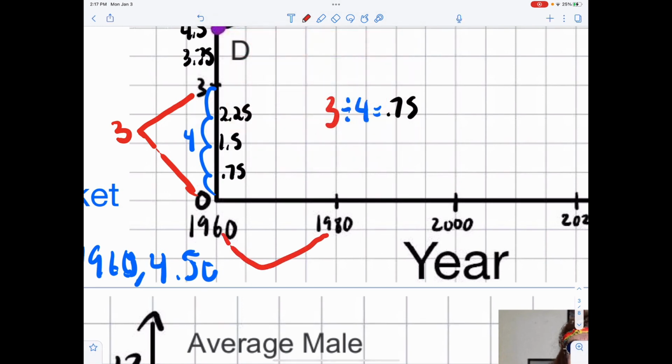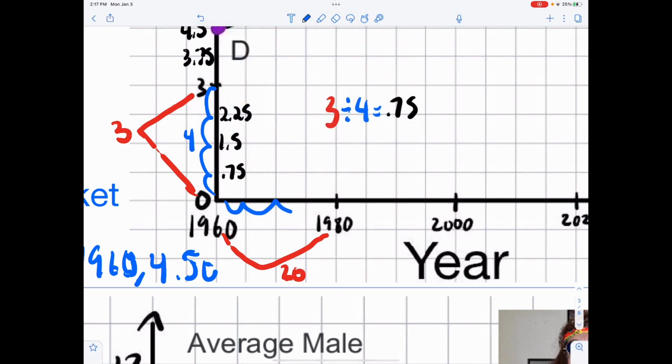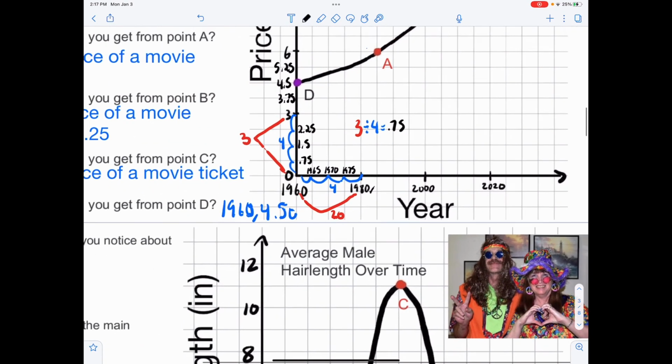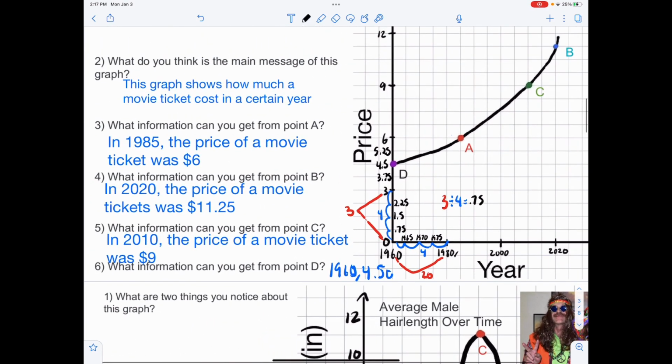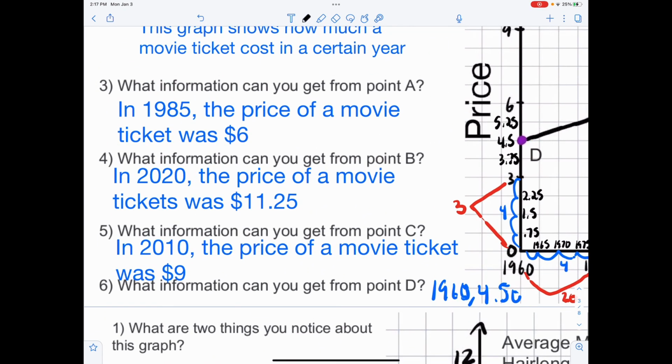Find your difference between your points. 1960 to 1980 is a difference of 20 years. Go up by 1, 2, 3, 4 boxes. So up 20 years in 4 boxes. 20 divided by 4 is 5. So each one's going up by 5. So this is 1965, 1970, add another 5 is 1975, add another 5, look, there's our 1980. So that's what's needed to do these questions. I know they're a little tricky, but if you use those steps, you should be fine.